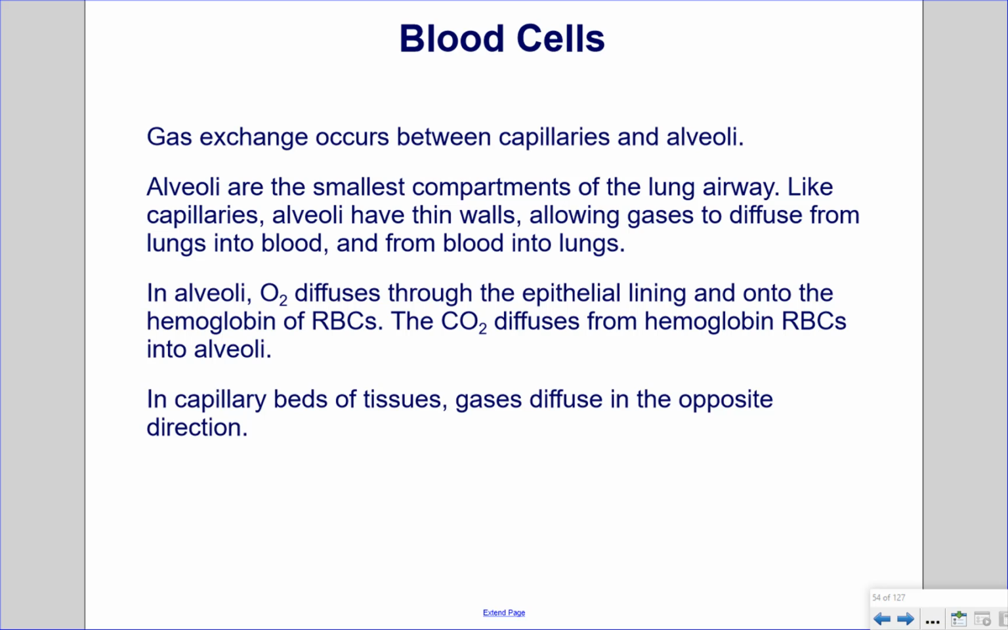Blood cells. Gas exchange occurs between capillaries and alveoli. Alveoli are the smallest compartments of the lung airway. Like capillaries, alveoli have thin walls, allowing gases to diffuse from lungs into blood and from blood into lungs. In alveoli, oxygen diffuses through the epithelial lining and onto the hemoglobin of RBCs. The CO2 diffuses from hemoglobin in RBCs into alveoli. In capillary beds of tissues, gases diffuse in the opposite direction.